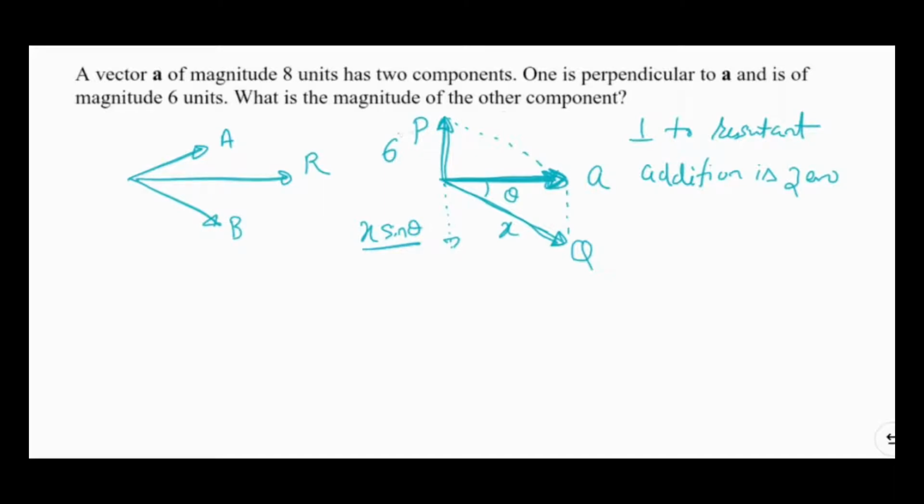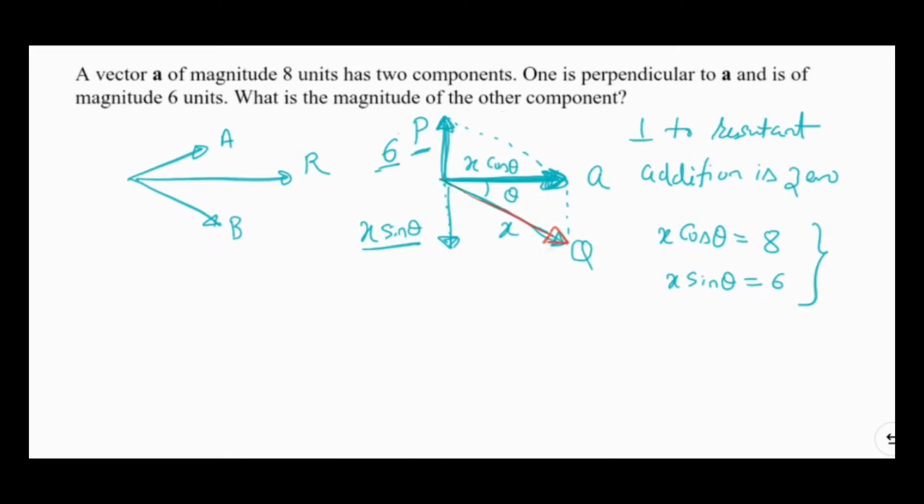Now this should be equal to the magnitude of P, which is 6. That's when these two components will give me resultant 0 in this direction, and the resultant will be in the other direction only, and that will be x cos theta, whose magnitude is already given to us in the question. So I am getting the equation x cos theta equals 8 and x sin theta equals 6. How did I find these equations? This is by the property that when two vectors are added, if the resultant is along a particular direction, then the resultant perpendicular to that should be 0.